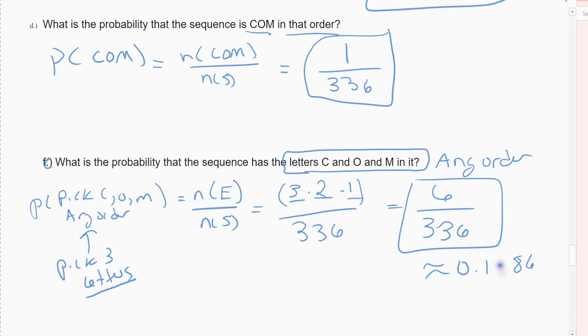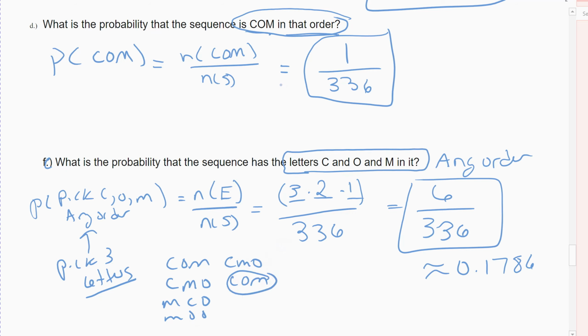And it's important that you understand the difference between this problem and the previous one. The previous one was one of these 6, because it was in order, so I had one order where I had to put them. This allows me just to pick those 3 letters, but I could order them any way. So I could have C-O-M, C-M-O, M-C-O, M-O-C, and so on, and there would be the 6 outcomes. One of them was the one in the previous problem. So again, it is important that you understand the difference between how those 2 questions were worded, because it makes a big difference. I went from 1 out of 336 to 6 out of 336, and that was a difference of 5, and that's significant.